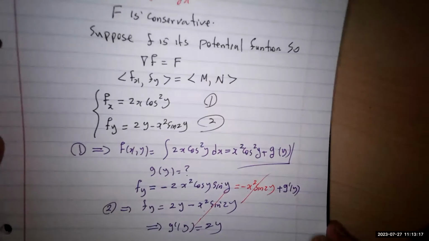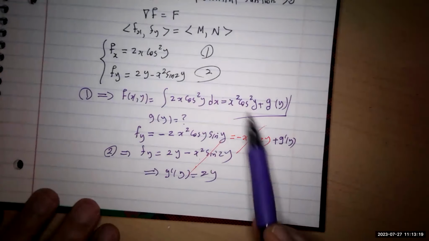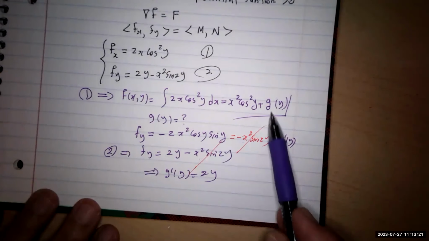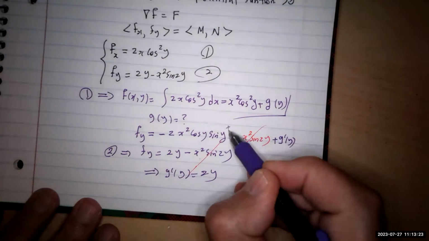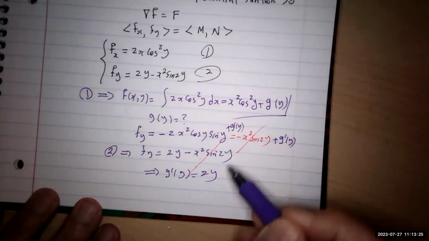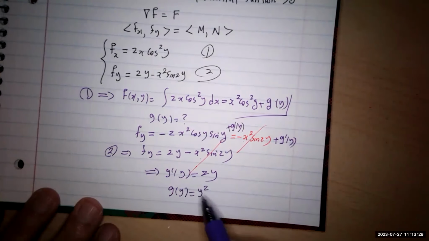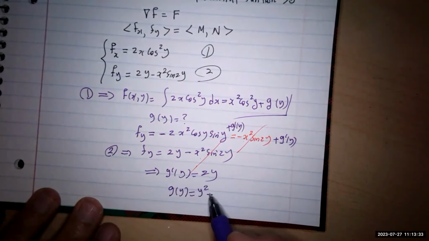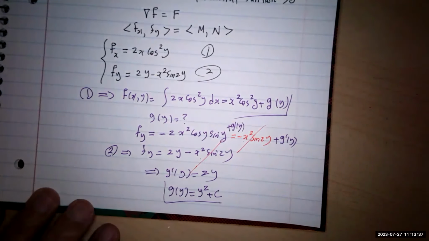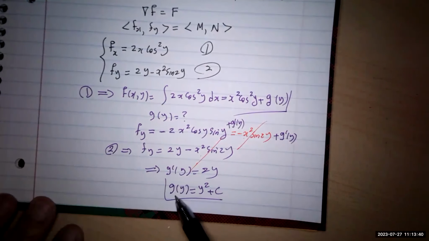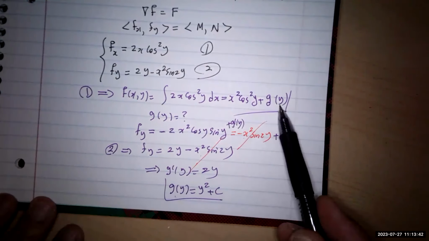Okay, any question? I differentiate this one, so I missed the g prime of y. So there is a g prime of y here too. So g of y, you integrate that, gives y squared. Okay, you can have y squared, or you can have y squared plus c. We are going to be interested in just one of them. Okay, so that's easy. Just go back and substitute here to get your function.